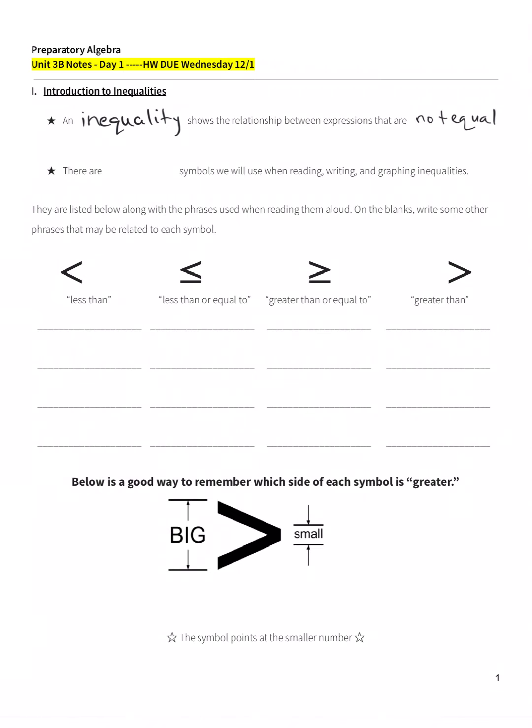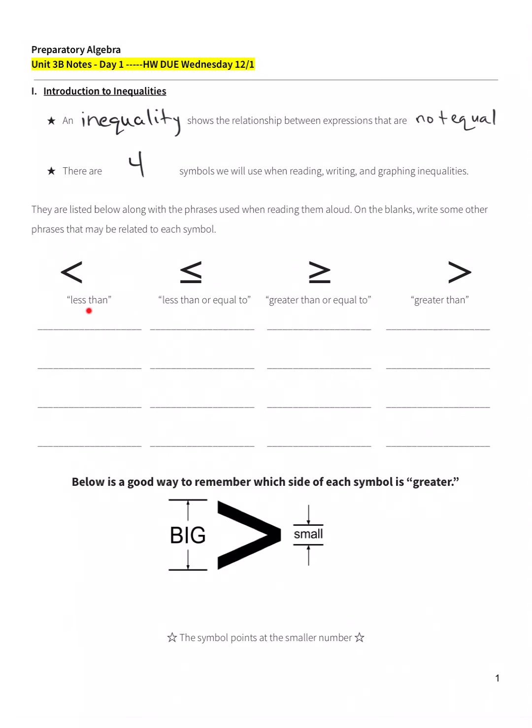There are 4 symbols, and those 4 symbols are listed right here. Make sure that you have this in your notes, and then we are going to list the different words that represent each symbol so that when you hear them or read them while you're doing your work, it's easy to associate what words go with each symbol.